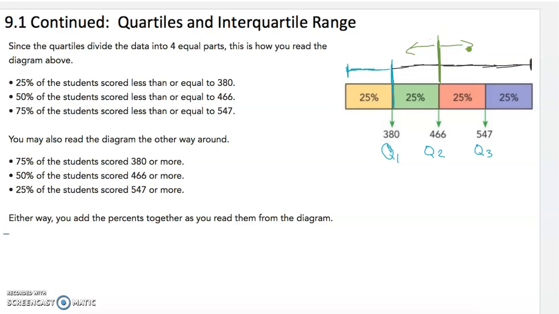So when you're asked to interpret something, let's say, for example, I said interpret quartile 3, you can say that 75% of the students scored less than or equal to 547, or you could say 25% of the students scored greater than or equal to 547.